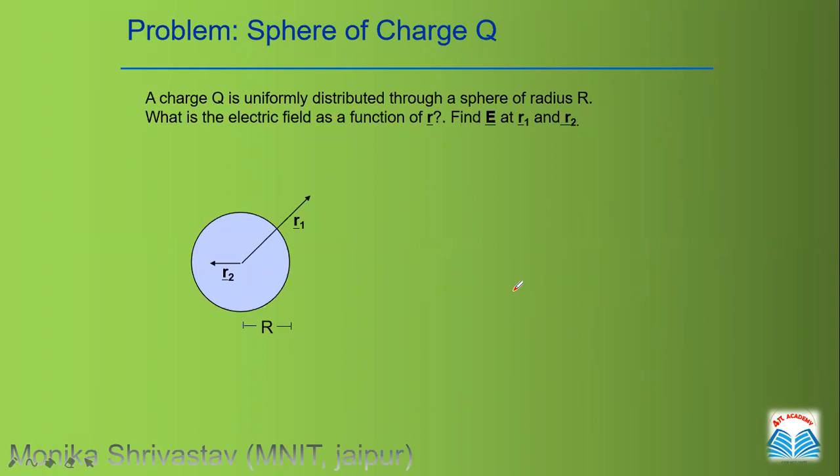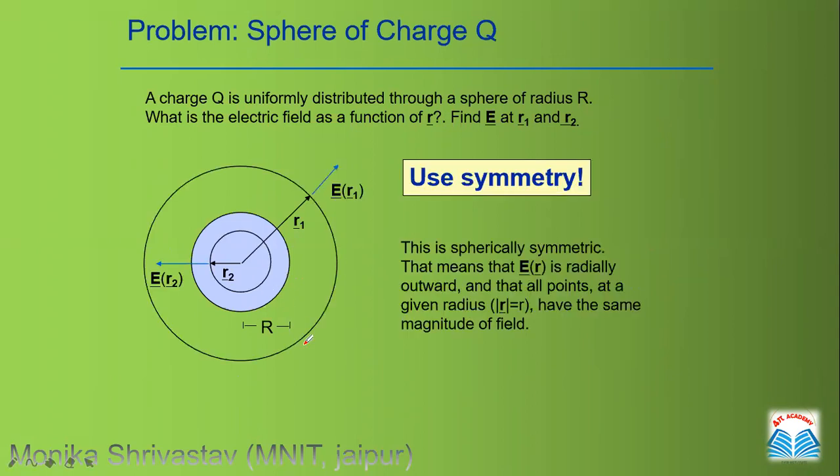Find electric field E at R1 and R2. So this is your R1. Here is a point, and this is your R2. Here is another point, and the radius of this sphere is R, and we have to calculate the electric field as a function of R, and we are given that there is a charge capital Q which is uniformly distributed through the sphere. So what we will do is use some symmetry.